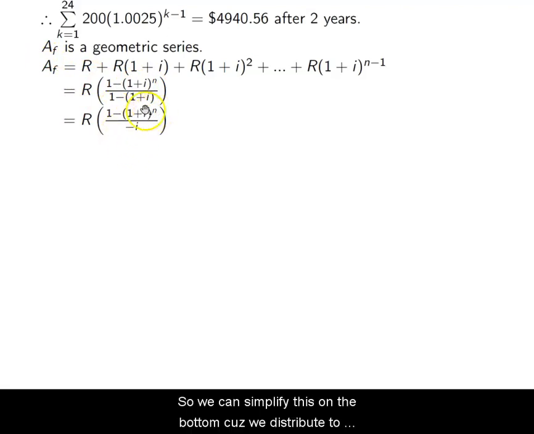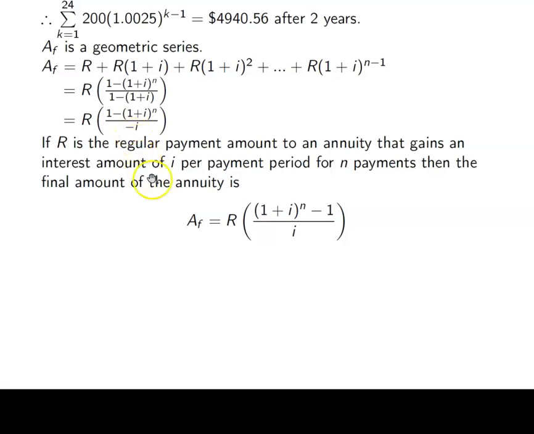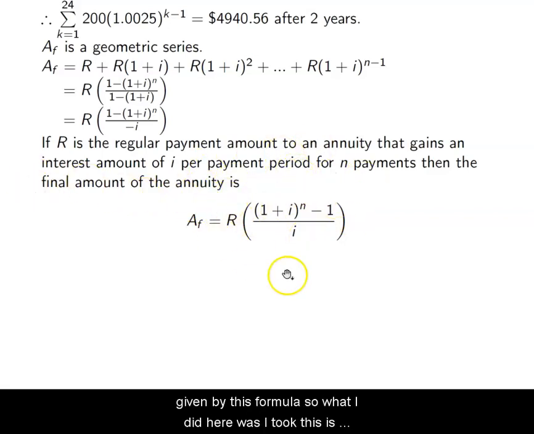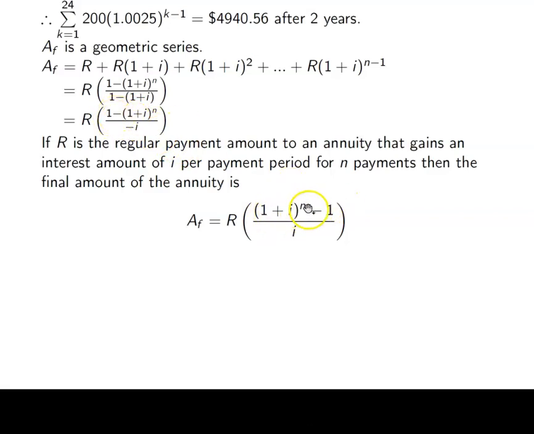Okay, so we can simplify this on the bottom because we distribute this negative across. So then the ones cancel, and it's really just negative I, right? So if R is the regular payment amount to an annuity that gains an interest amount of I per payment period for n payments, then the final amount of the annuity is given by this formula. Okay, so what I did here was I took this negative value, and I applied it to the numerator. So that's why it switched order here.